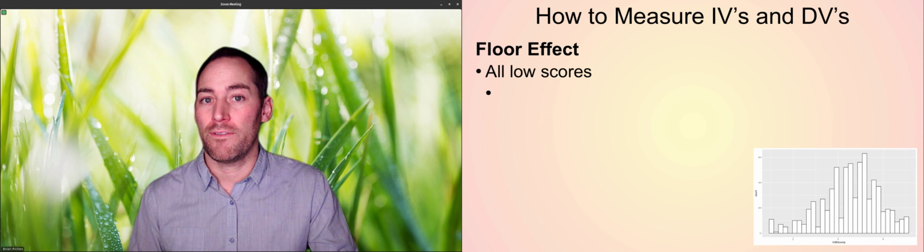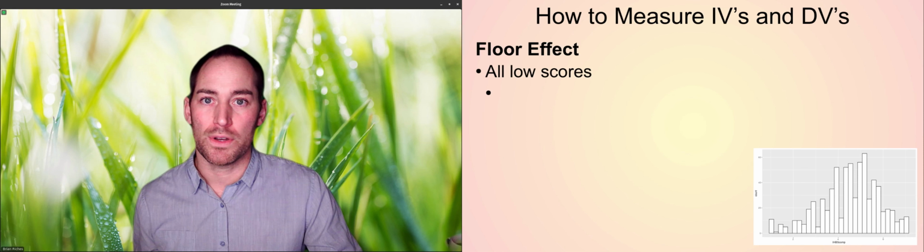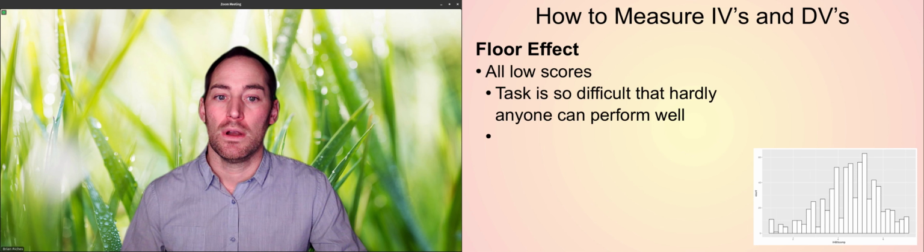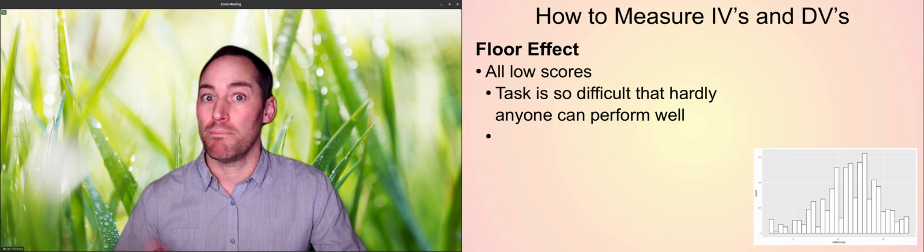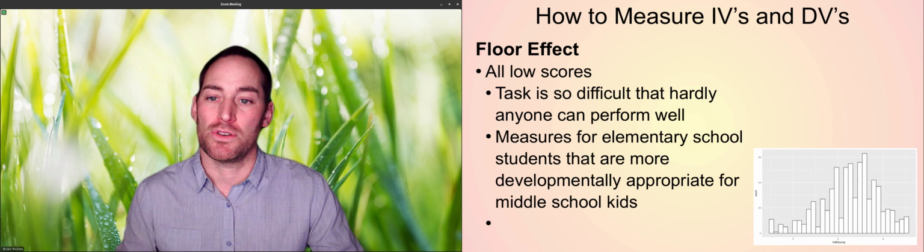Similarly, a floor effect is the opposite. In a floor effect, you're getting all low scores. So maybe your test is too hard and nobody can get a good grade. Maybe your measure is getting just low scores for everybody and it's not a valid measure that way.